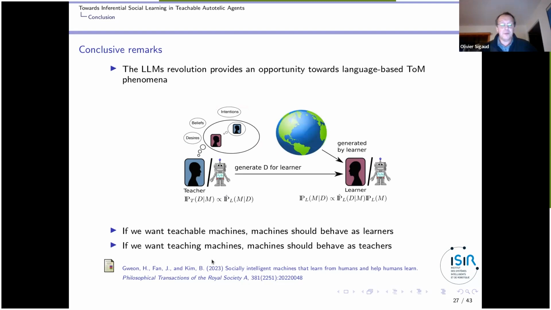And finally, to conclude this talk, I wanted to go back to an even more recent paper from Hyowon Gweon, where she suggests that artificial intelligence research should be interested in her inferential social learning framework, which is what I tried to show you during this talk. But she has a quite good argument, I believe, which is that if we want to have machines that we can teach, then these machines should behave as human learners. So they should be endowed with inferential social learning capabilities. But also, if you want to have teaching machines, which is also a very interesting case, then these machines should behave as human teachers, and they should have inferential social learning capabilities too.